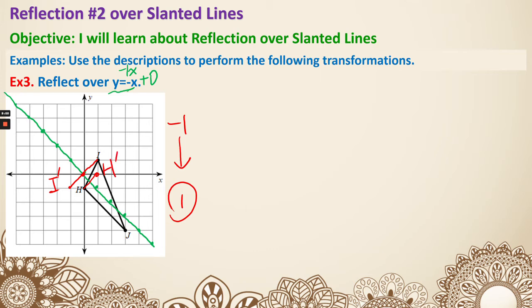Oh, I forgot to label that. H prime. J, up 1, right 1. Connect. That is half diagonal away, so that is my J prime. Now it's time to connect. H prime to J prime, J prime to I prime, and I prime to H prime. I should have used a different color. Here it is. There we go. There's our new shape.